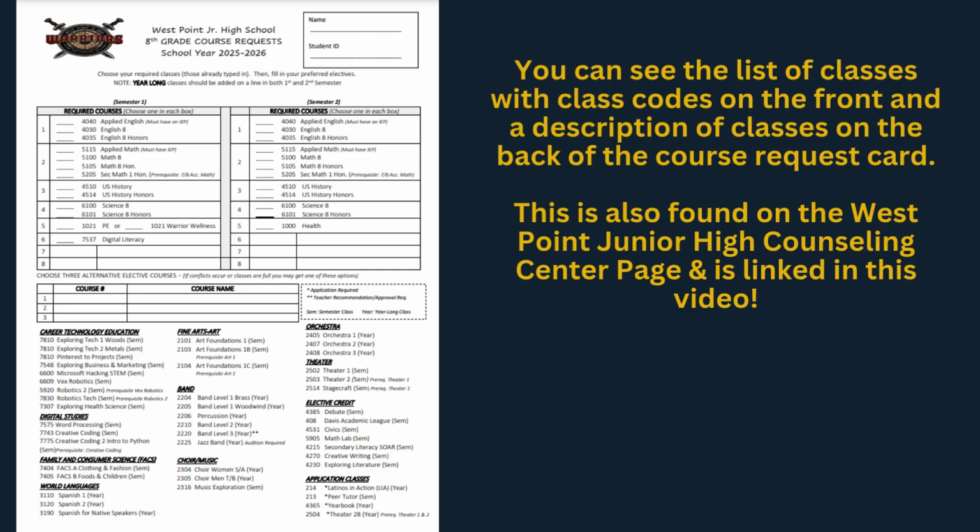Now, if you look at your course request card, you can see the numbers right next to every class. That might be just a little faster as you're entering things in, but you can also type in the name, whichever way you would like. You should have a course request card. If you don't, while you're watching this, you can go to the West Point Junior High Counseling Center page, and there's also a link in this video so that you have access to that course request card.